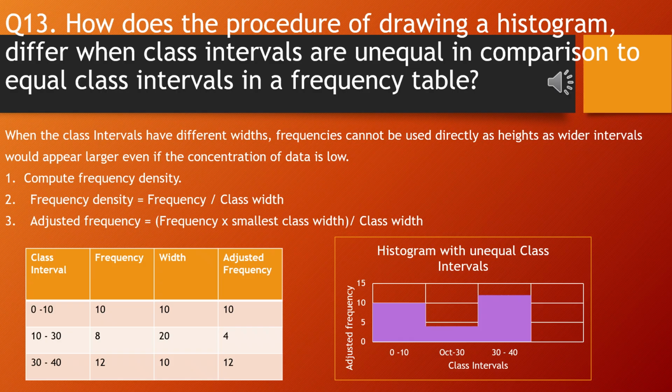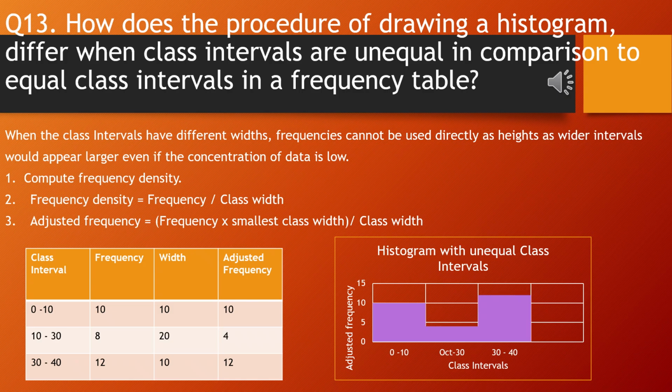When the class intervals have different widths, we cannot take the frequencies directly as heights, as wider intervals would appear larger even if the concentration of data is low. So what will we have to do? First, we compute the frequency density. What is frequency density? Frequency density is equal to frequency divided by class width.